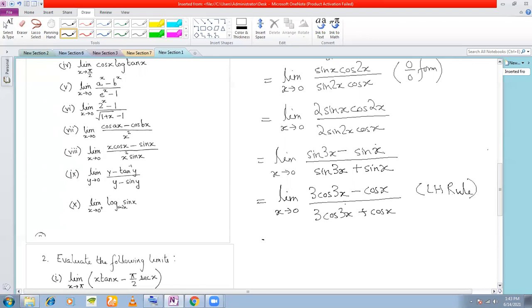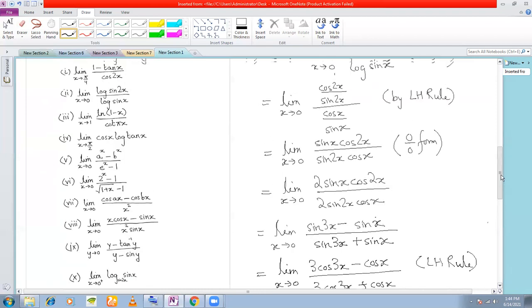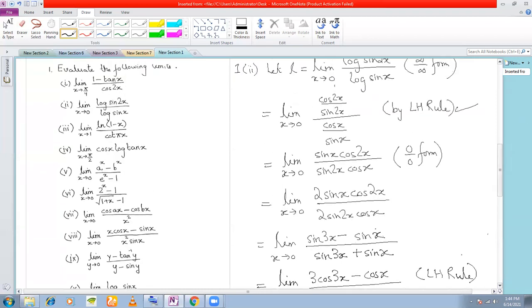Now you check whether you're getting a determinate form or not. If you put x is equal to 0, how much will you get? I think now you will get a determinate form. So you'll get 3 cos 0 minus cos 0 divided by 3 cos 0 plus cos 0, which is equal to 3 minus 1 by 3 plus 1, which is equal to half. So this is how you evaluate by L'Hospital. See that in this problem, I have used L'Hospital rule twice.